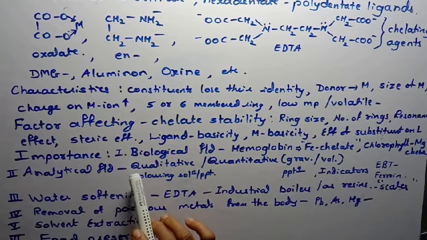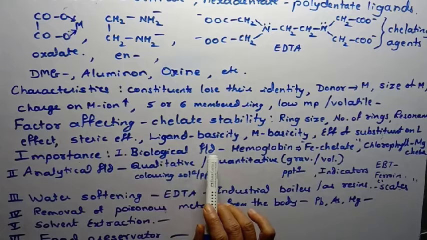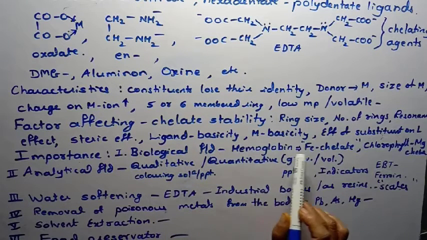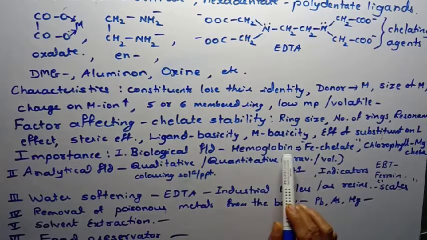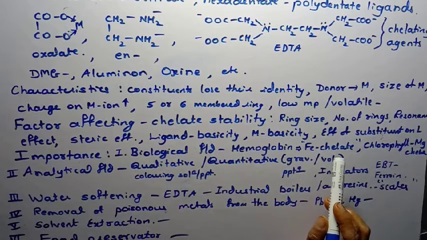See, the first one is in the biological field. You are well familiar, hemoglobin is nothing but an iron chelate, and chlorophyll is nothing but a magnesium chelate. And you know the role of either hemoglobin or chlorophyll in the biological system. Therefore, chelates are very, very important.